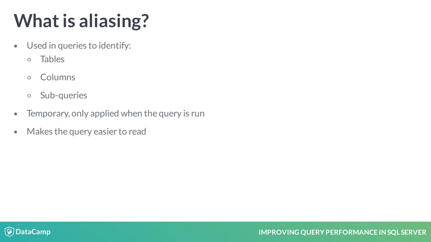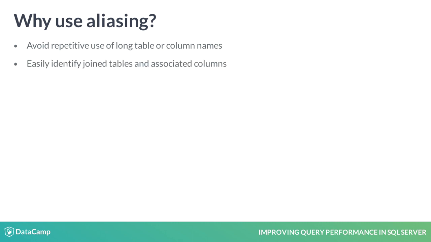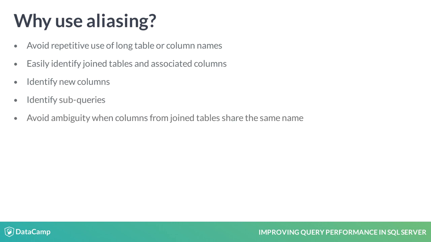They can be handy for making code in a query easier to read, and in many cases are required, for example, a new column or subquery that will be reused in another part of the query. Let's take a look at some reasons why we need to use aliasing. We use aliasing to avoid repetitive use of long table or column names, easily identify joined tables and associated columns, identify new columns, identify subqueries, avoid ambiguity when columns from joined tables share the same name, and rename columns.